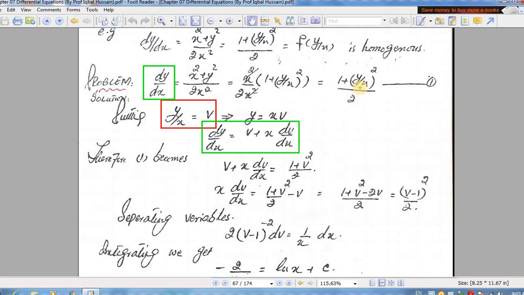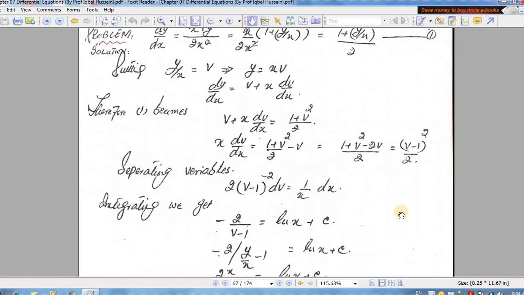So finally, after substitution, we get the differential equation v plus x dv by dx is equal to 1 plus v square divided by 2. Now simplifying this, we transpose v and take the LCM, so we get 1 plus v square minus 2v. Here we have a square plus b square minus 2ab, which is the a minus b whole square formula. So we will get v minus 1 whole square divided by 2.